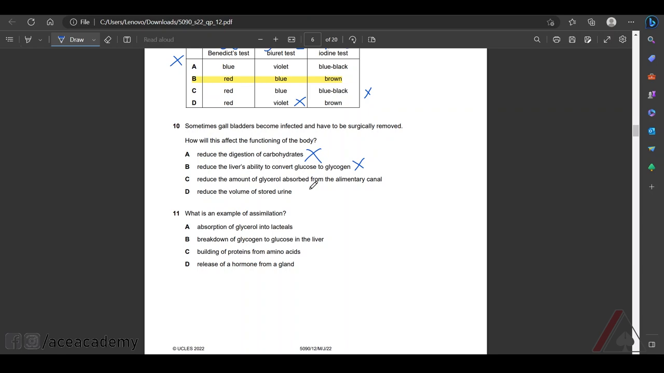Option D says it reduces the volume of stored urine. No, this is wrong, as fatty acids and glycerols are nutrients, so they're absorbed and they're not stored in urine as waste products, so they wouldn't be there in the first place. So option D is also wrong. Our final answer is C.